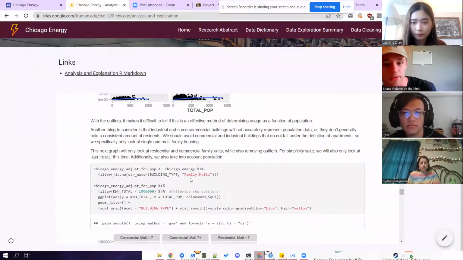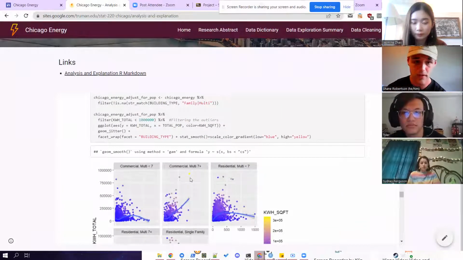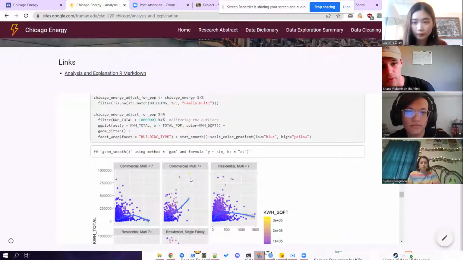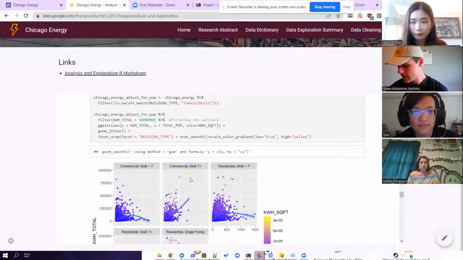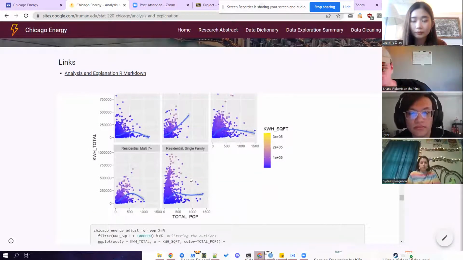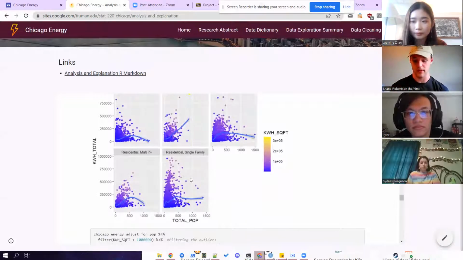The outliers made it difficult to tell if this was an effective method, and we removed the outliers by filtering the excessive total kilowatt usages that were greater than 1 million, as can be seen here. And then we also tried to see if the kilowatt square footage was messing with our data. And from this, we can see that there were 2 different factors that were influencing this.